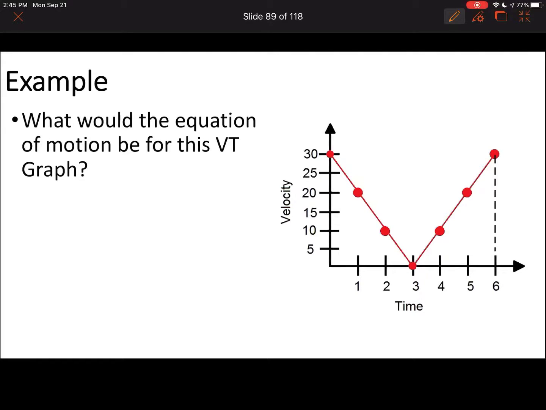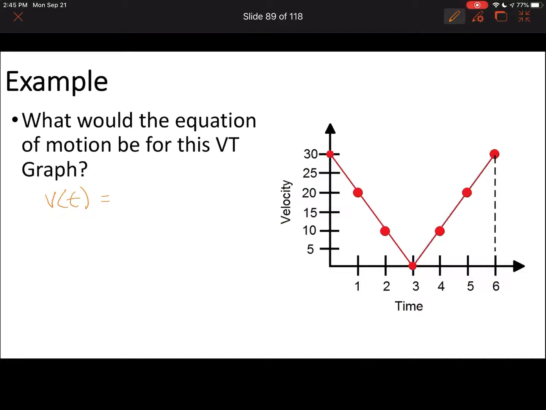So let's see an example of how we might use equations of motion to help us understand problems or figure out equations of motion. So what would the equation of motion be for this v-t graph? Well, we want an equation that describes velocity as a function of time, right? And there's really just one equation. Well, there's two.